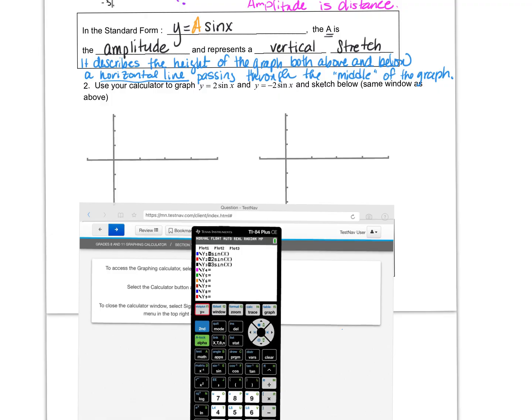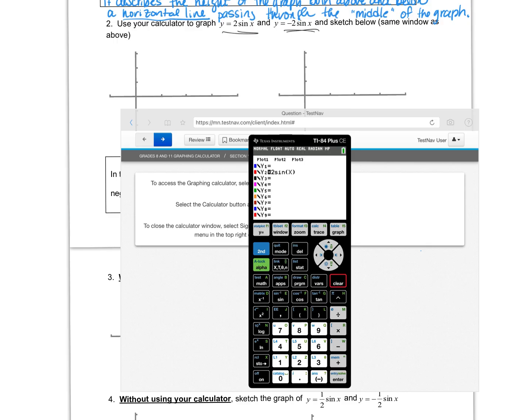Okay, so we're going to go back to our calculator and graph these two on our calculator. One of them is already in there, so I'm just going to delete everything else and then put in the -2 sine x, okay? So go ahead and do that. Okay, so I have these in there.